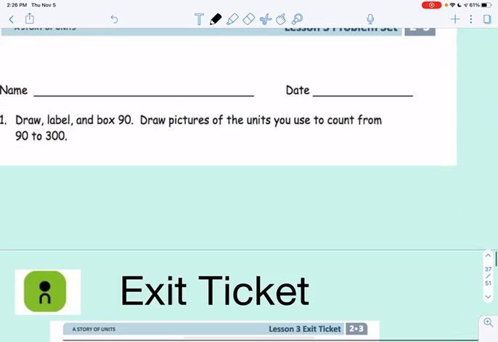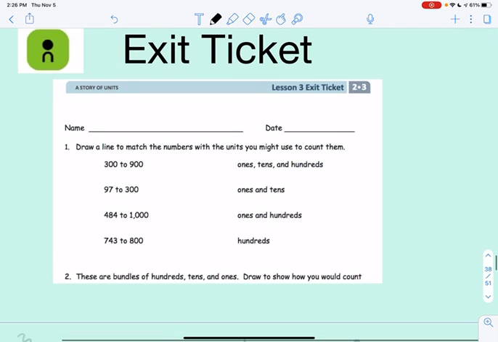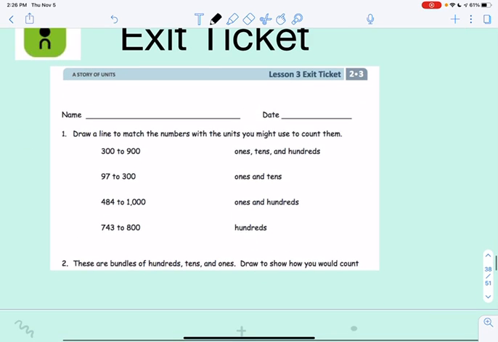All right, awesome. So we're going to do one more thing, which is draw a line to match the numbers with the units you might use to count them. Here's where I'm going to say, because the video is getting a little long, go ahead and pause it for as much time as you need and try to answer these questions on your own. I'm going to start giving the answers in 5, 4, 3, 2, 1.